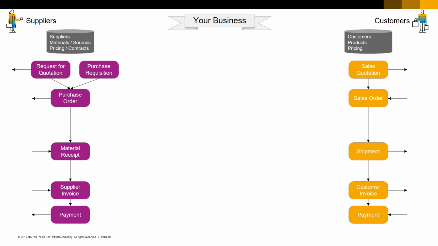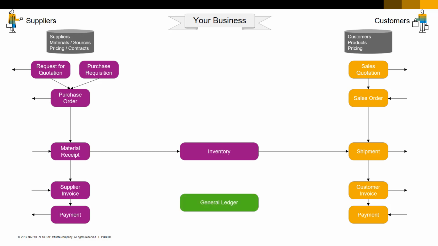So, how do these two major processes connect? Well, in two ways. One, via the inventory that you keep in your business. When you receive something from a supplier, you put it into inventory. When you ship it to a customer, you take it out of inventory.